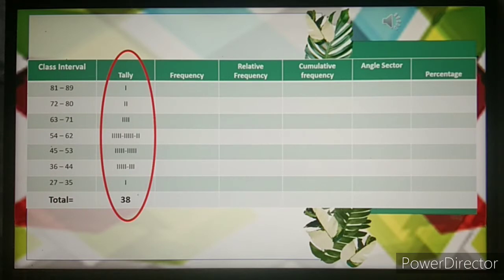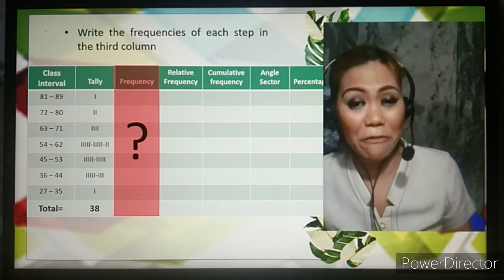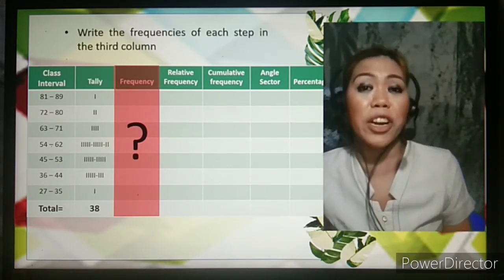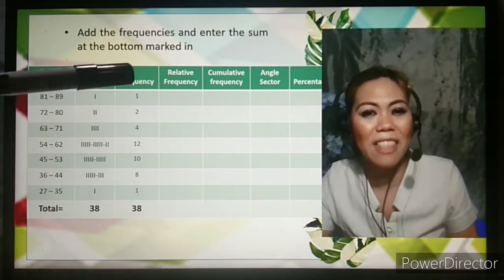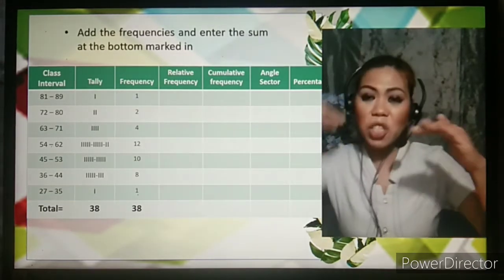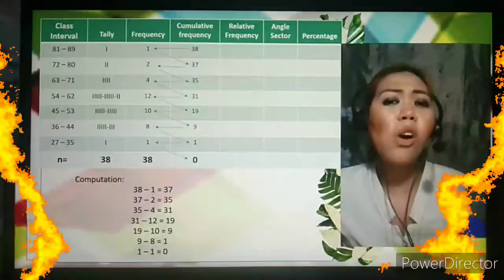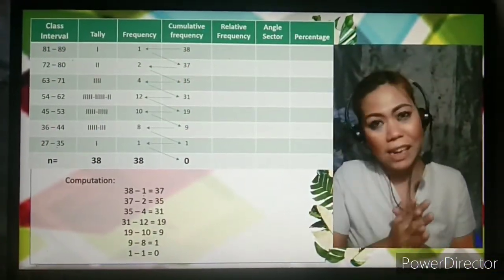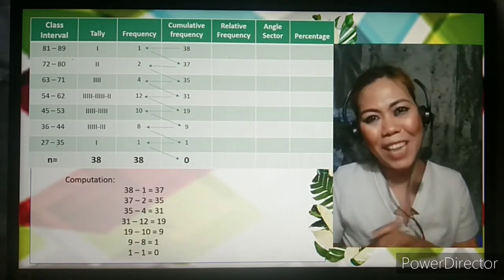Okay, guys, take a look at this. Now we're done with the second column. I just transferred the data to the second column. I'm done with the tally, and it looks like this. This time, guys, we're going to write the frequencies of each interval in the third column. We just have to add the frequencies and enter the sum at the bottom. The first interval, we can start on the top. Oh guys, before I forget, please use your calculator. It'll be better if you use a scientific calculator.